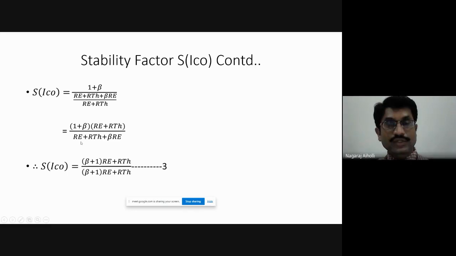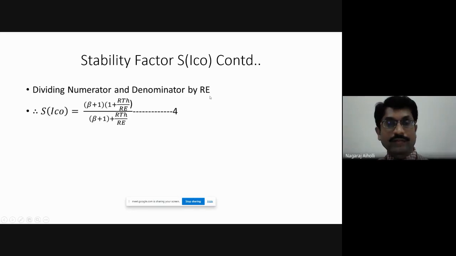Re is common, so take Re outside, so it will be Re into 1 plus beta, plus RTH. That is beta plus 1 into the whole, multiplied by Re plus RTH, divided by beta plus 1 into Re, because Re is common, so Re into 1 plus beta plus RTH. Now divide numerator and denominator by Re.